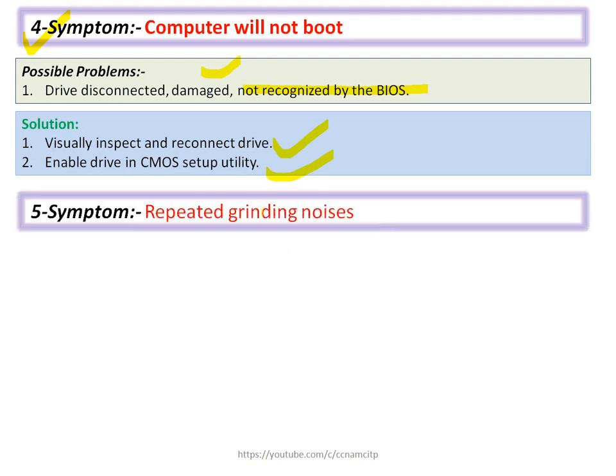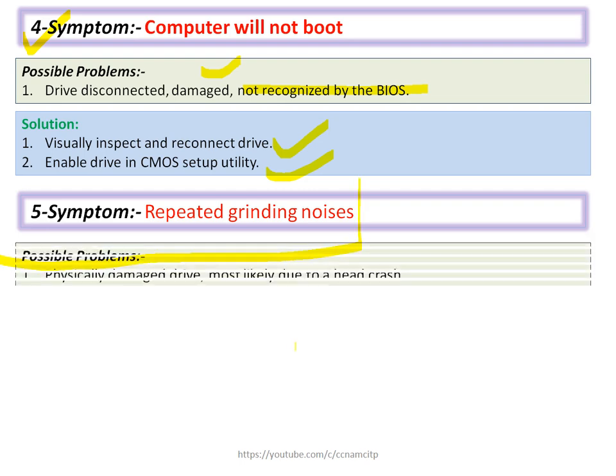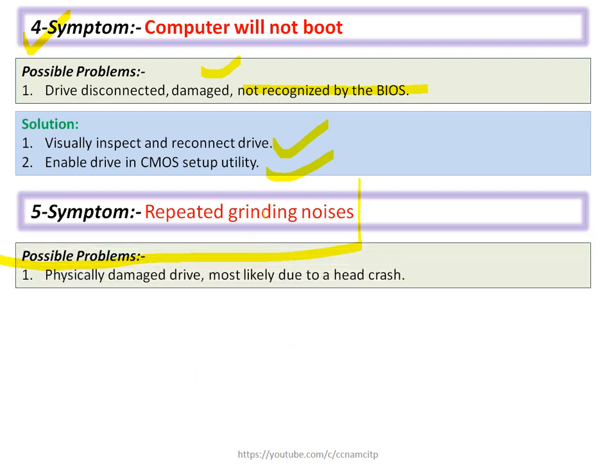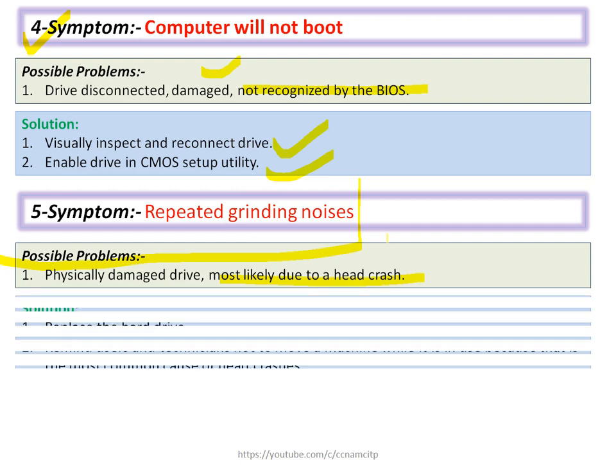Next symptom, guys, repeated grinding noises. So we are getting this kind of problem. These are the symptoms basically. Now what could be the problem for this symptom? Physical damage to the drive, most likely due to a head crash. So the head of that hard drive might have crashed. This is a very simple reason for this kind of problem, where something inside, some hardware, has gone damaged. That is the main cause of repeated grinding noises.